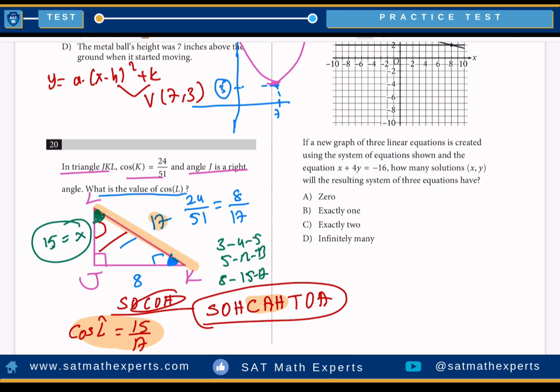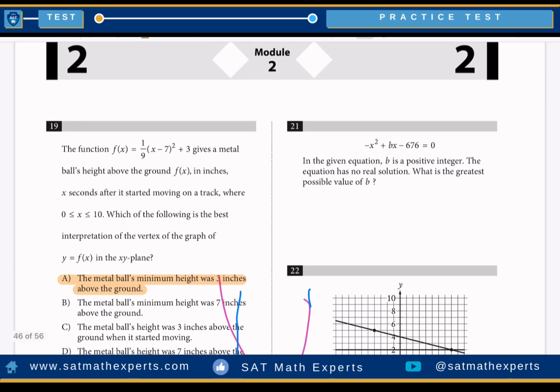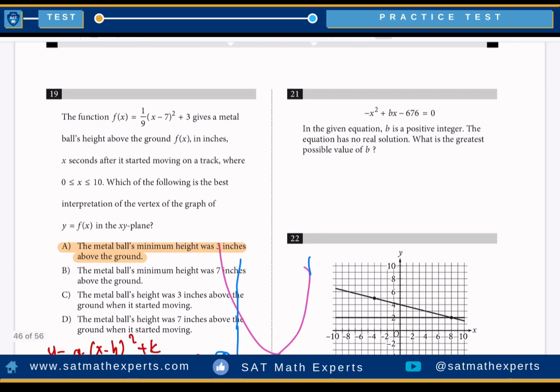Okay. Now let's continue with number 21. In the given equation, b is a constant integer. The equation has no real solution. What is the greatest possible value of b? Oh, that's a really good question. This is a quadratic equation. A quadratic equation has no solution. We can use the quadratic formula. We can look for delta less than 0. Okay. You know the discriminant formula is b squared minus 4ac.